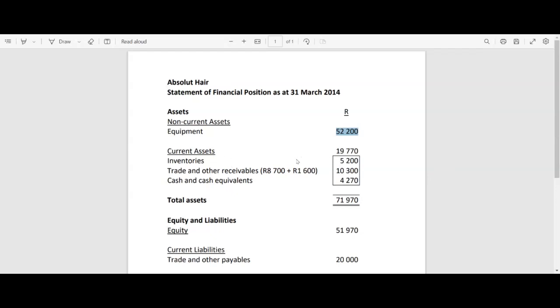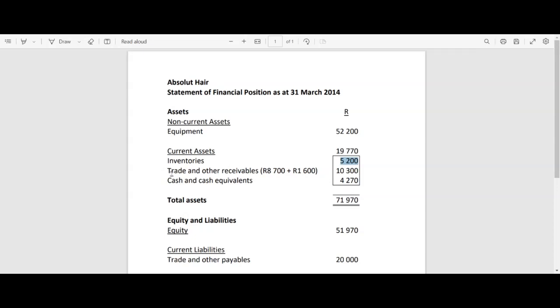Then our various current assets, ladies and gentlemen, we've got inventories. As we've seen, the inventories consist of the unused hair care products. We've already seen that the unused hair care products that we are still going to be using into the future is 5,000, at a value of 5,200. Now we do not only have trade receivables, we've also got that prepaid expense, that rent that we paid in advance.